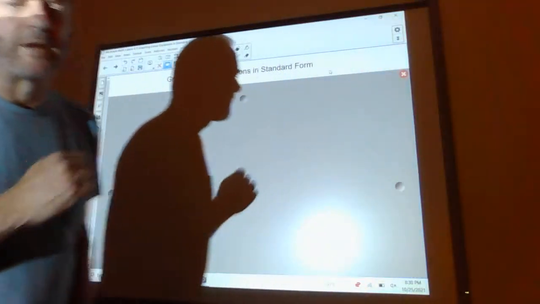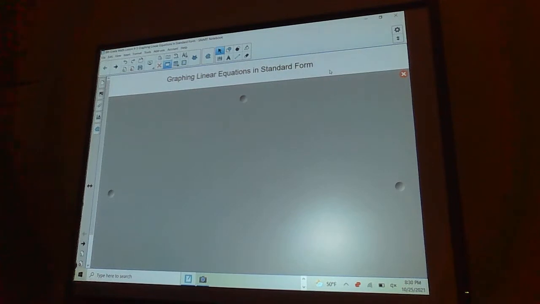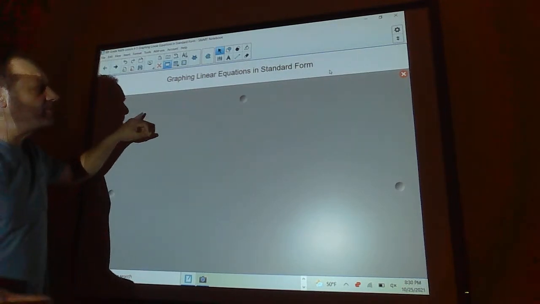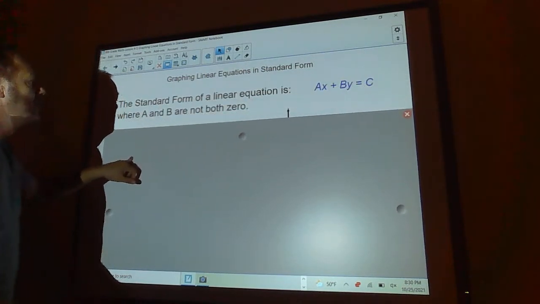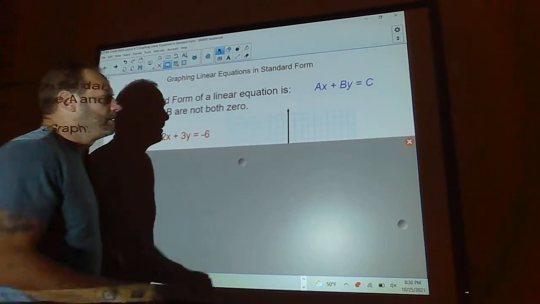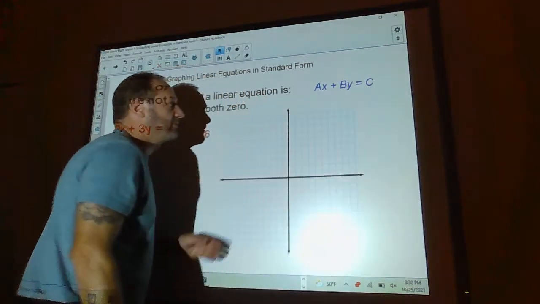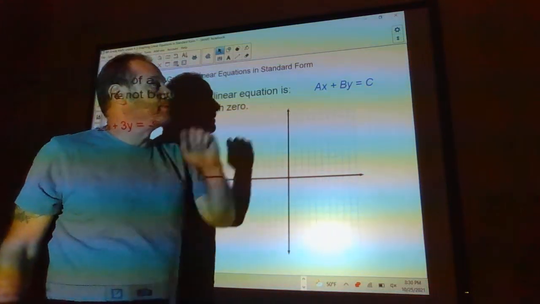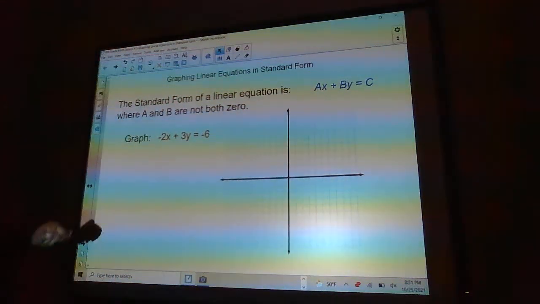Hey guys, today we're going to talk about graphing linear equations in standard form. So we did slope-intercept form before, but now we're going to do standard form. Okay, so standard form looks like this: A times x plus B times y equals C, where A and B are both not 0.